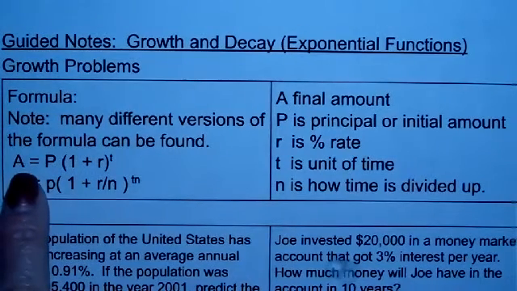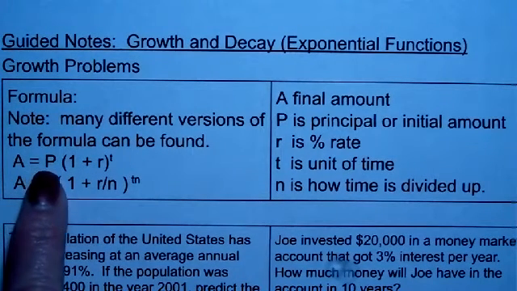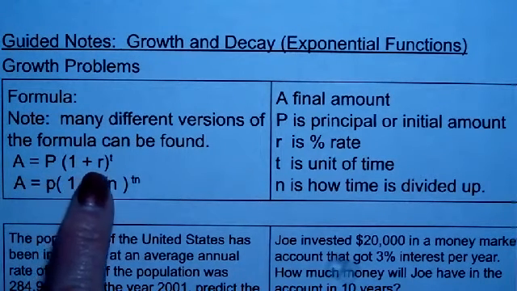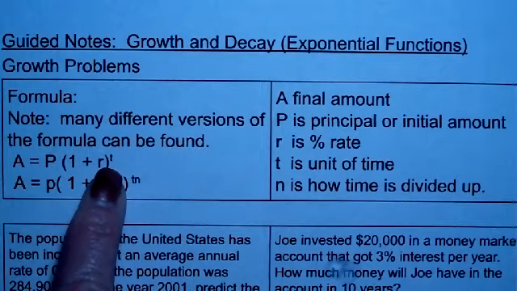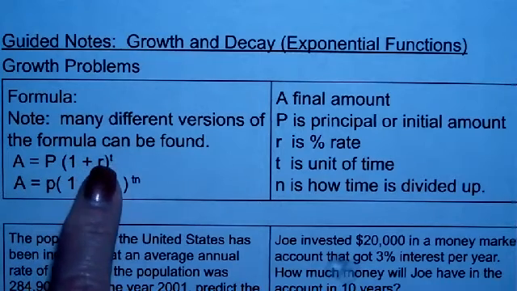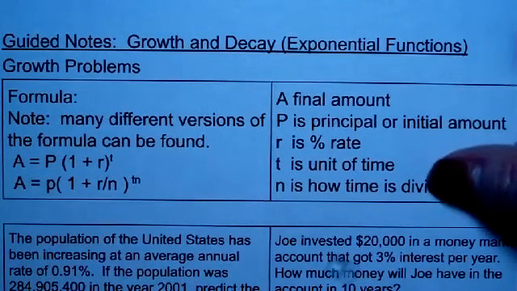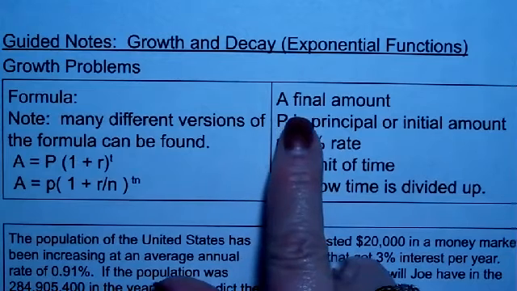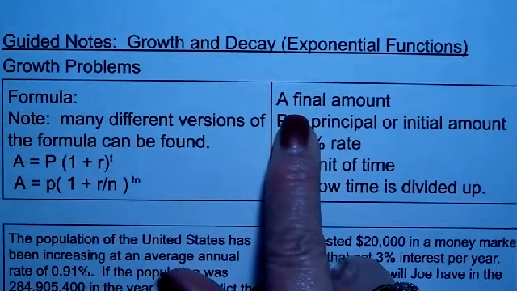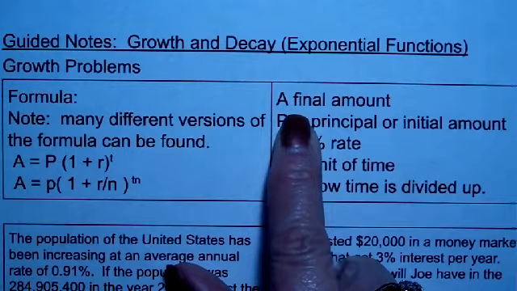And it says A, capital A is equal to capital P, parentheses 1 plus R, parentheses raised to the T power. Okay. This is the exponential growth formula. Now, what do all of these variables mean? Well, we've got them all defined right over here. A is going to be your final amount at the end of the problem, okay? It's going to be your final total.